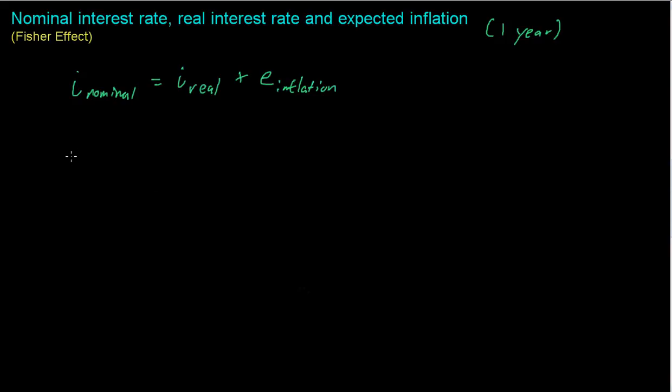So let's say that the expected inflation over the next year is 4%, and the real interest rate is 3%. What would be the nominal interest rate? And the answer is it would be 7%. Just 4 plus 3 is equal to 7.